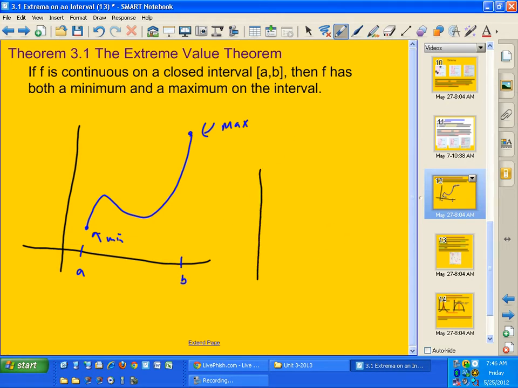I could have had a graph that did something like this. Maybe it stops there, and this is my minimum down here, which is one of my endpoints, but then I have a maximum over here. So it doesn't have to be the endpoints, but when they're talking about absolute maximums and minimums, or they give you a closed interval, you have to make sure you check the endpoints too.